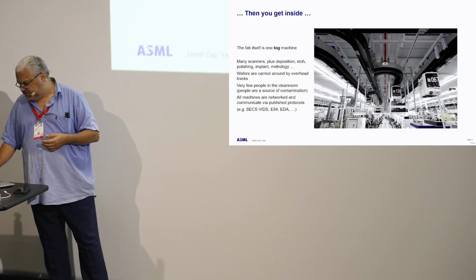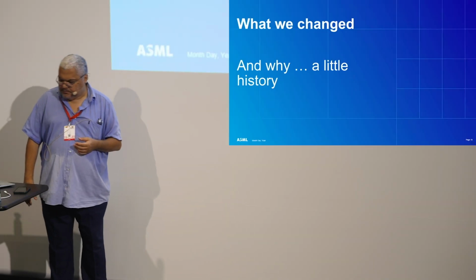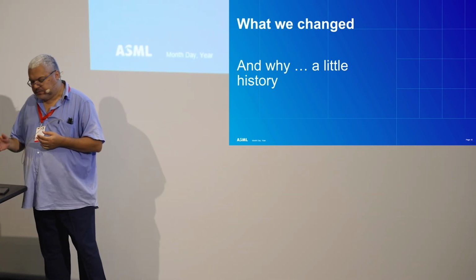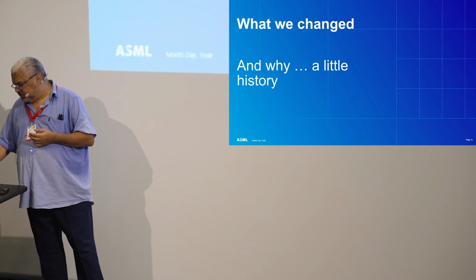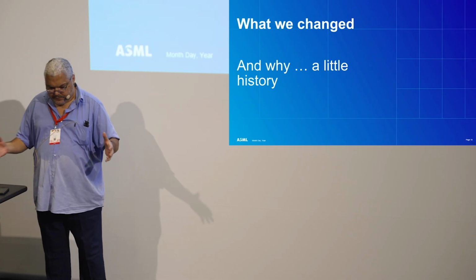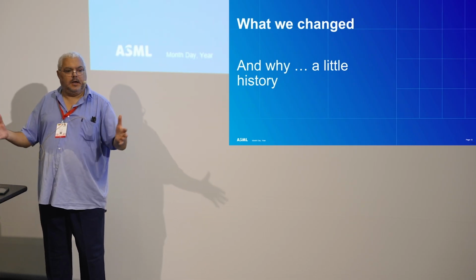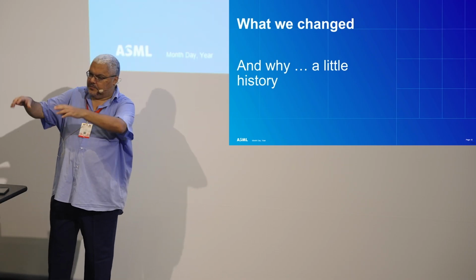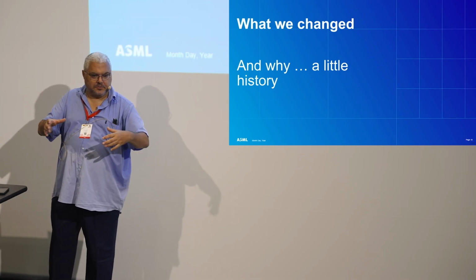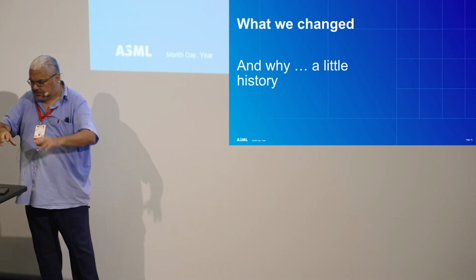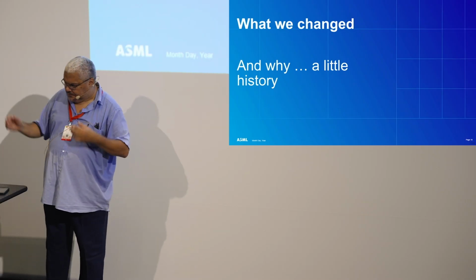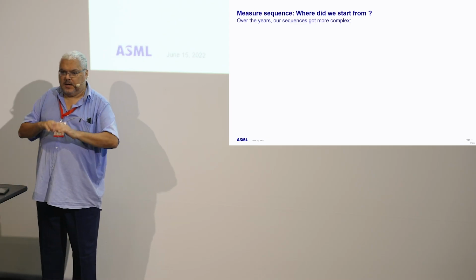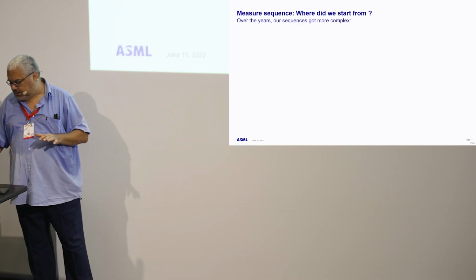So going back to us, and looking at what we changed and why. It's a little bit of a story, but it starts off with our idea of a measurement sequence. Initially, this was really, really simple. It was just measure the height of the wafer, measure the horizontal positions, measure some fiducials, done, next wafer, load it up. And for a while, our first systems had a very simple way of executing the measurements.